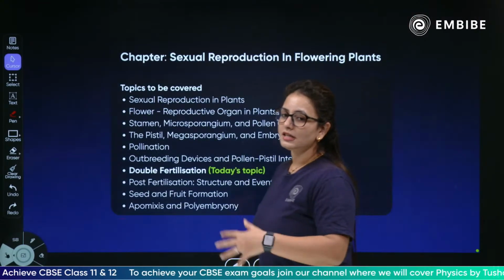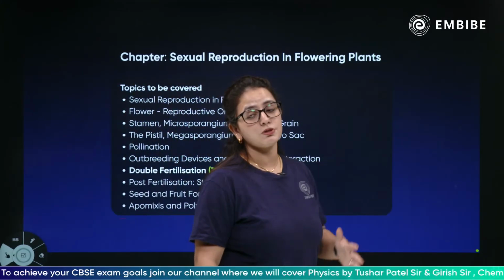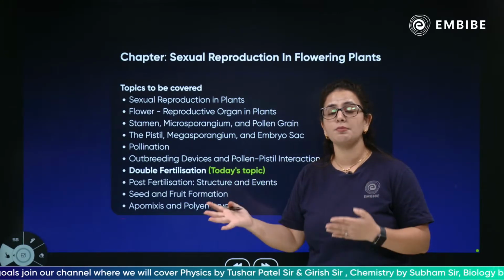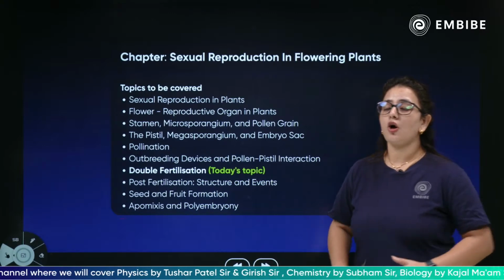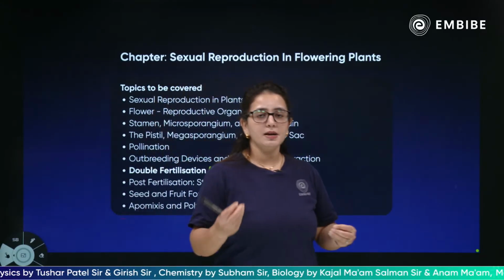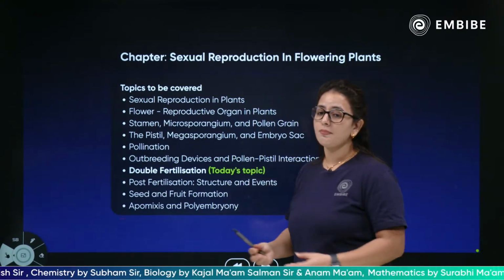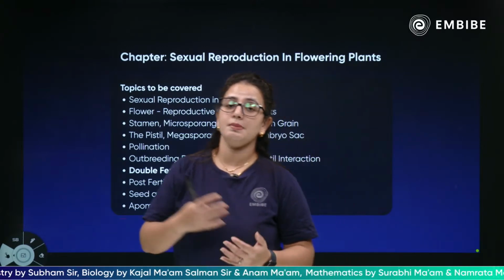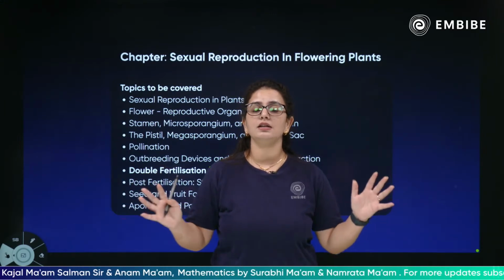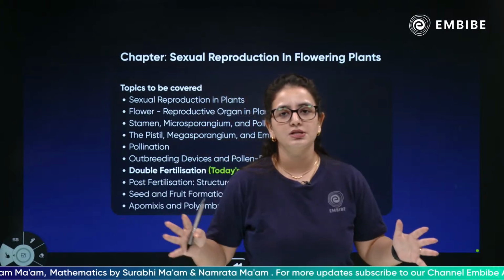Children, this particular chapter is sexual reproduction in flowering plants, and these are the few topics which would be covered. Some of them we have already covered and some are yet to be covered. The topics already covered relate to the reproductive system, male and female reproductive parts of the flower, accessory parts, pistil, megasporangium, embryo sac, megasporogenesis, microsporogenesis, pollination, agents of pollination, and some outbreeding devices. A lot has already been discussed from this chapter.